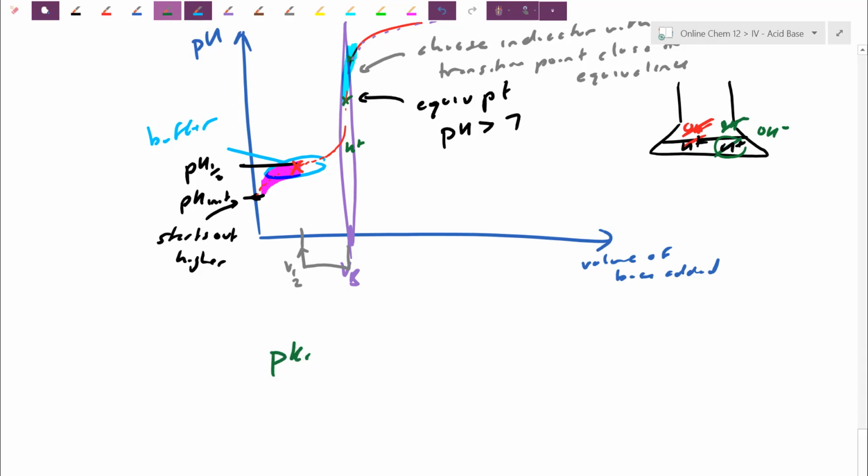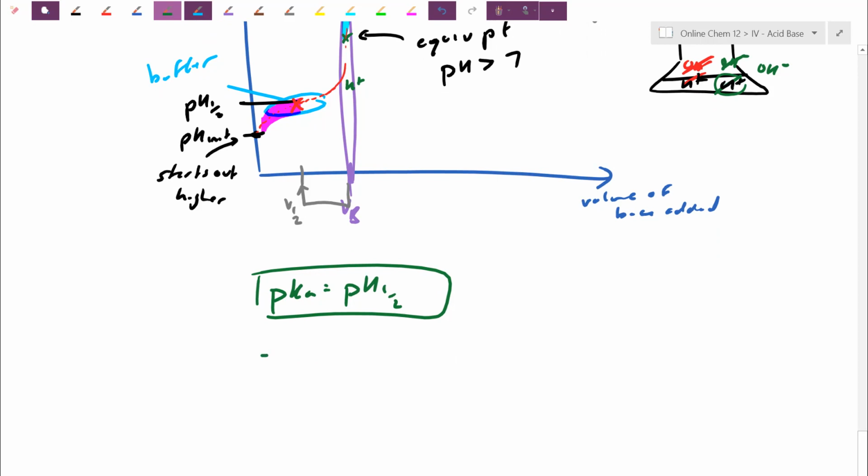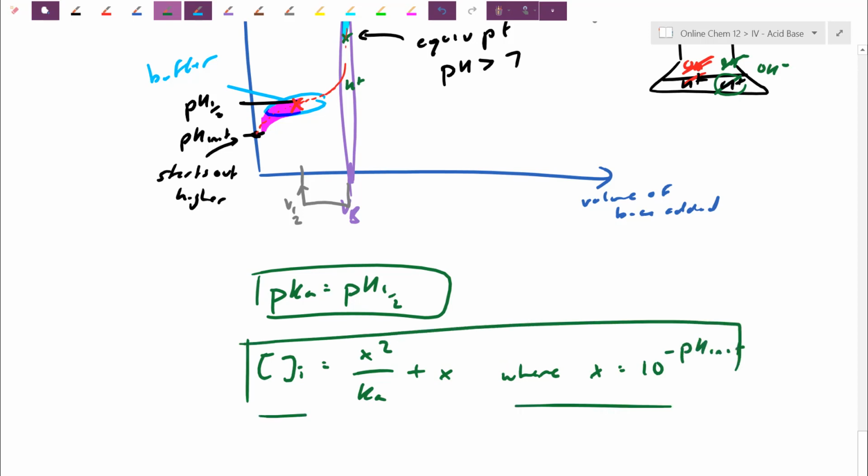The pKa of the chemical is actually equivalent to pH half. And then if you want to find the starting concentration, it is x squared divided by the Ka, plus x, where x is the anti-log of negative pH initial. You can look back at that lesson to figure out that derivation.